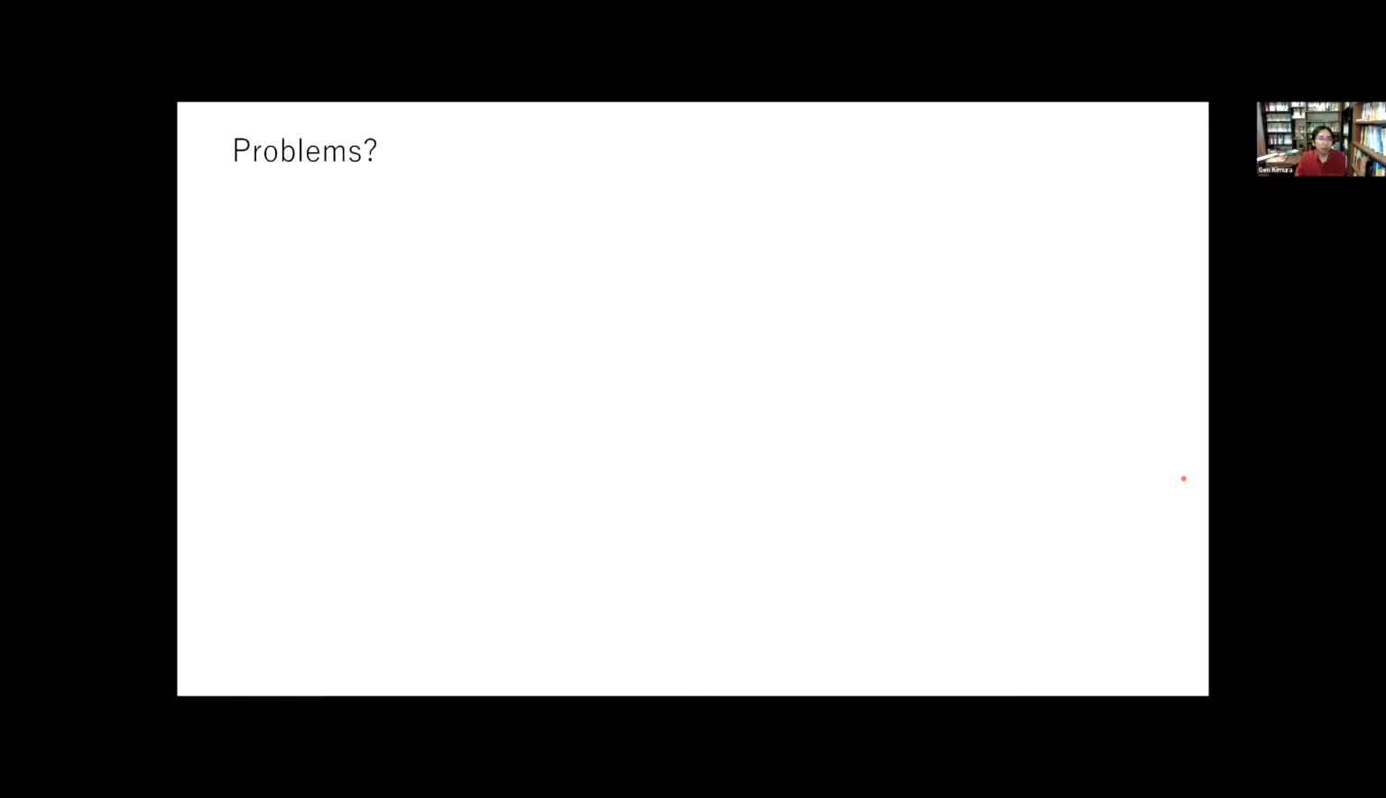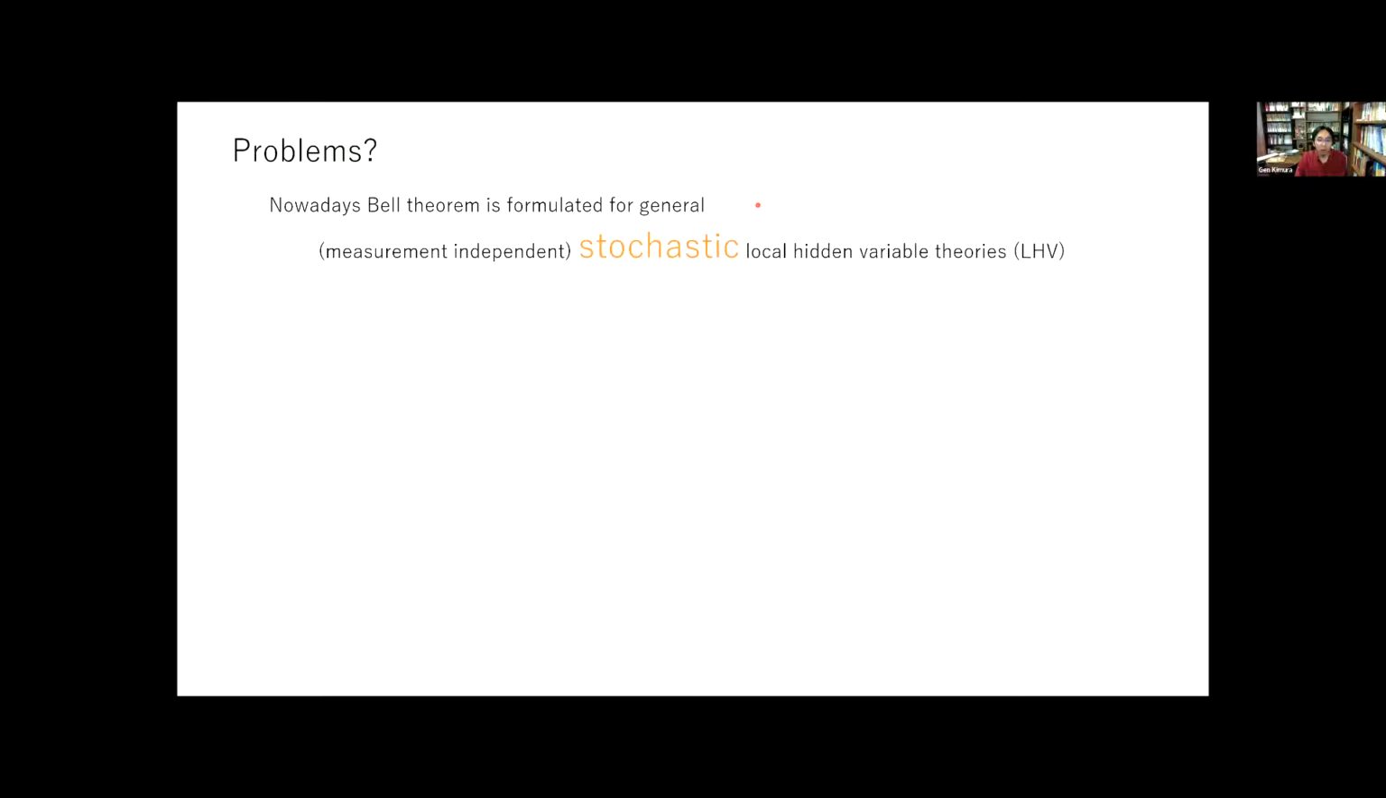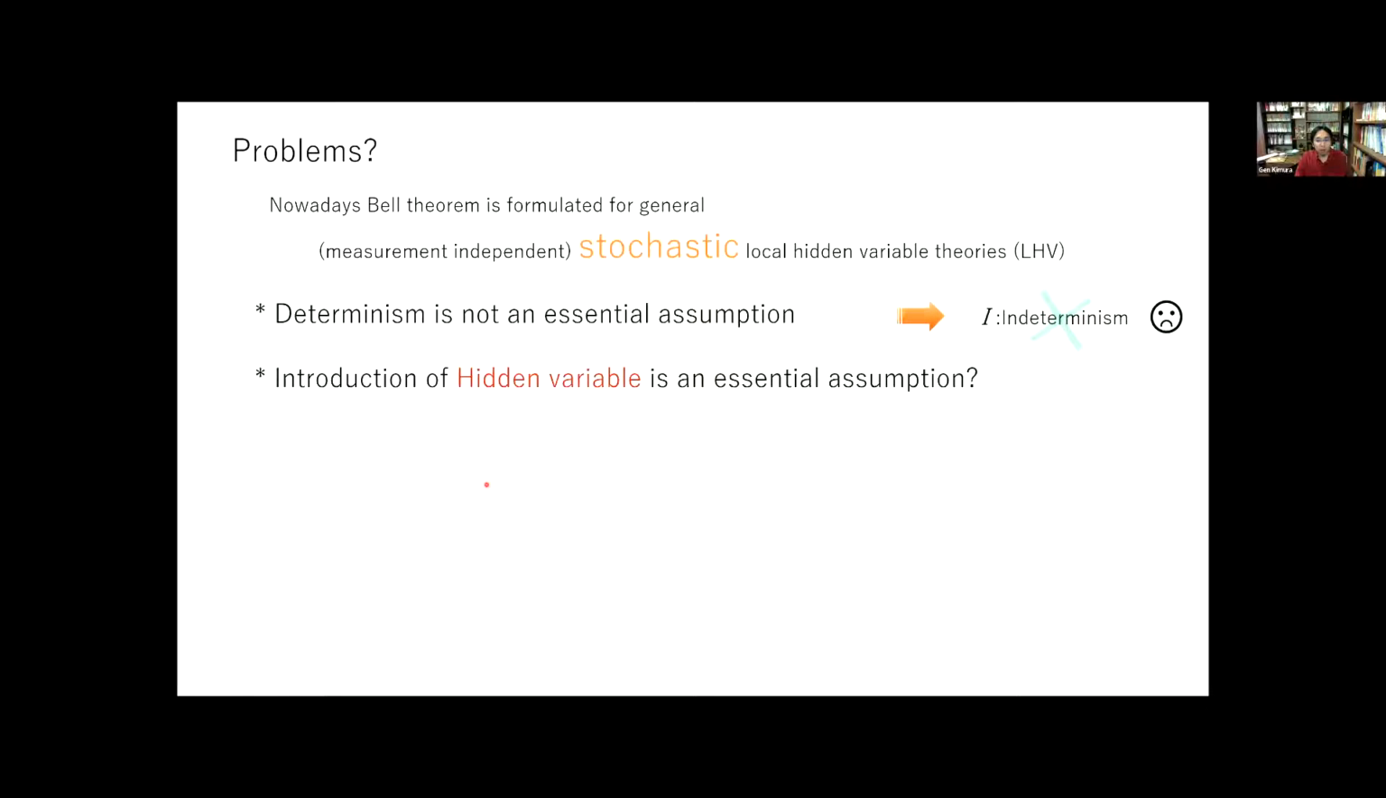Okay. So I think Hall's result is quite interesting and important. At least it sheds a new light on Bell's theorem. However, we think that there are some problems. Note that nowadays Bell's theorem is fully formulated not only for deterministic but for stochastic or probabilistic local hidden variable theories. Hence, determinism seems to not be an essential assumption behind Bell's argument. Instead, we think the very fact of the introduction of the hidden variable is an essential assumption in itself. So it is necessary to introduce a measure of how much hidden variables are needed.